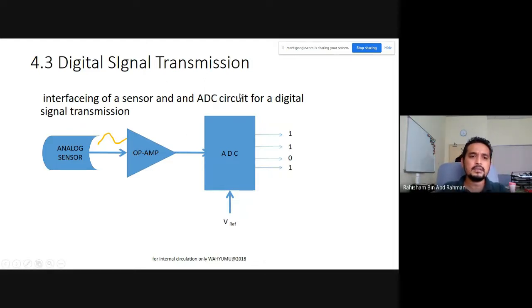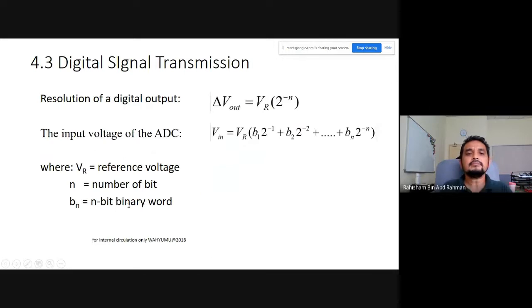So we have the analog sensor, we have the op-amp, operational amplifier, and then now we have the ADC. ADC is the analog to digital converter. The analog signal will be converted into digital, and the final data will be in terms of 1111010, etc. Okay, this is the basic configuration of digital signal transmission.